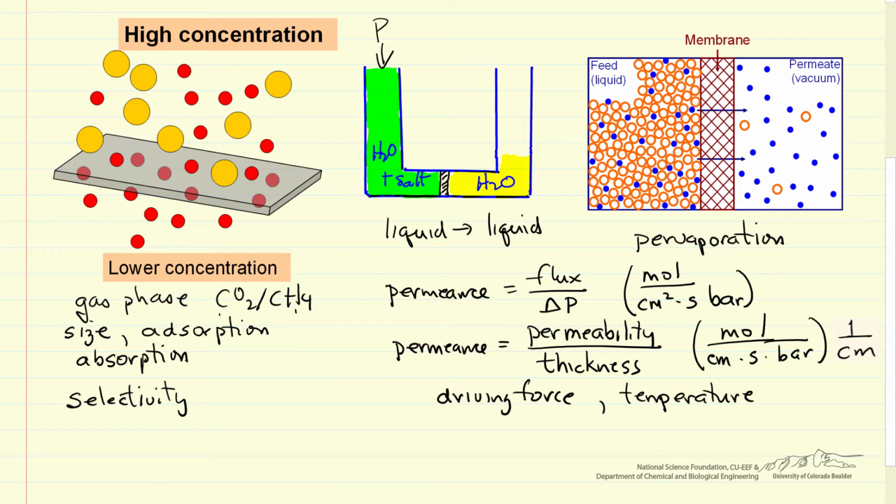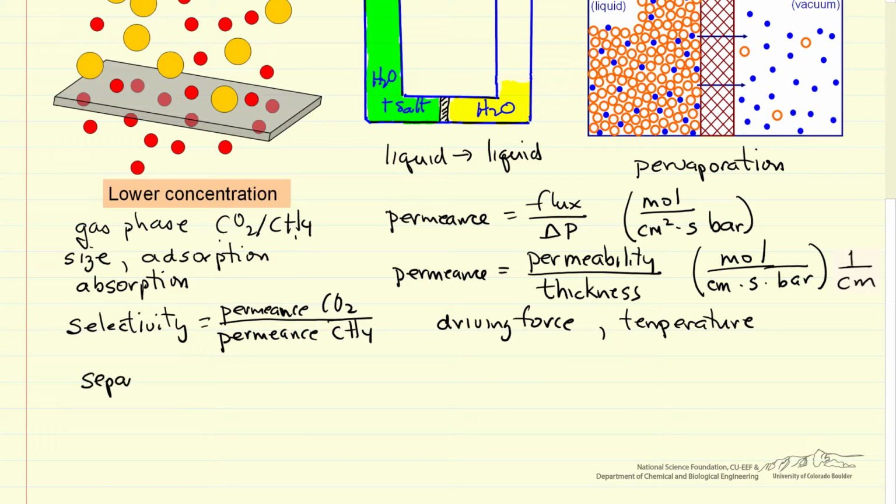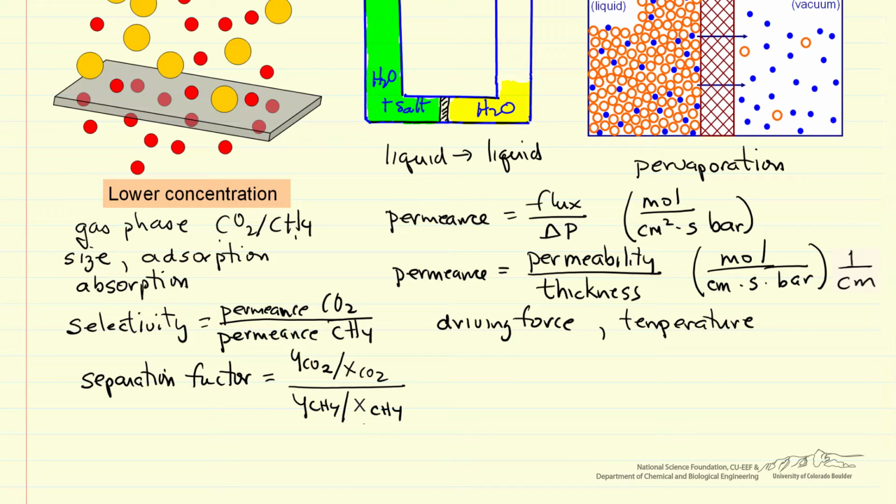In other words, how well do we preferentially permeate one of the molecules through the membrane? For this separation, selectivity would be defined as the permeance of CO2, which is what we'd like to preferentially permeate, over the permeance of methane. You will also see another way of expressing selectivity, a separation factor, which is related to mole fraction. It is the mole fraction of CO2 on the permeate side over the mole fraction of CO2 on the feed side, divided by the mole fraction of methane on the permeate side over the mole fraction of methane on the feed side. We can get a higher selectivity or separation factor if we have a better membrane.